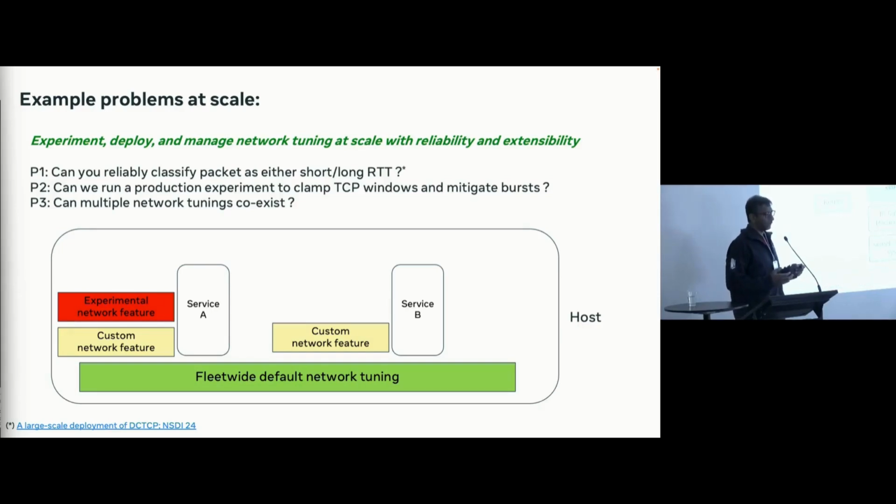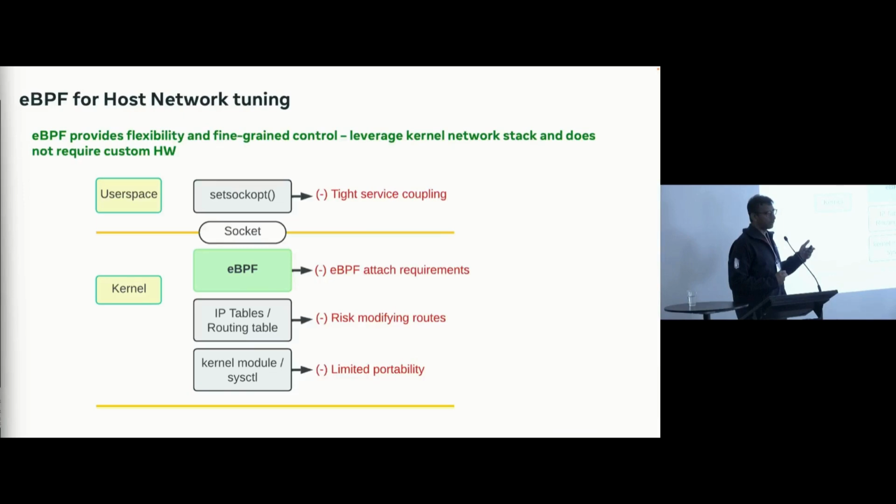Now let's look at some potential solutions you can use to implement all this. The first one is you can make services call setsockopt. But this means that you have to build a library and deploy this with every service. You're also taking on a service dependency. You could also configure features through routes. But this means you're mucking with the routing table. And this is another dependency that we did not want to take. sysctls and kernel modules don't provide the right level of granularity we need. For example, how do you tag short RTT connections through this?